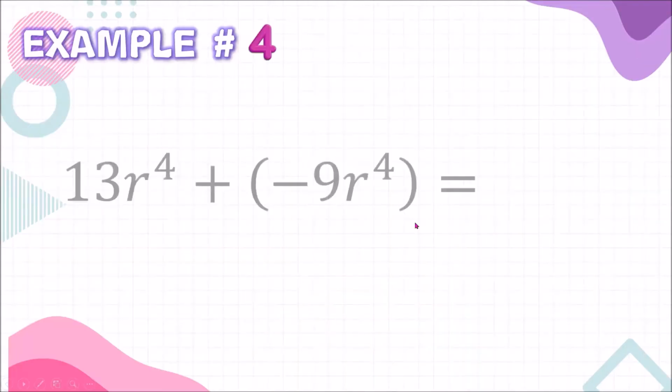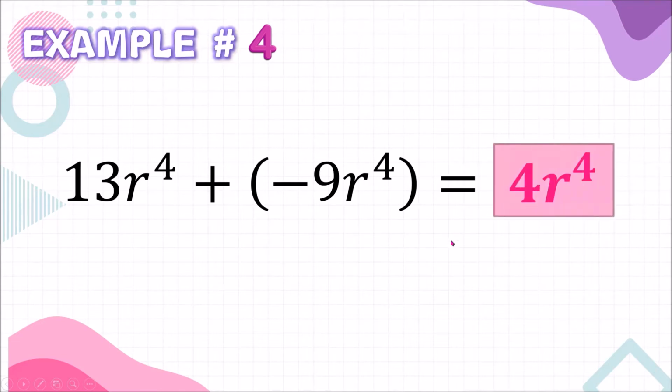Next, example number 4. We have 13r to the fourth plus negative 9r to the fourth. Common variable r to the fourth, just copy. And then 13 plus negative 9. They have different signs. We need to subtract. So 13 minus 9, we have 4. And then copy the sign of the larger integer, which is 13, because 13 is greater than 9, and this is positive. So our answer will be positive 4r to the fourth.